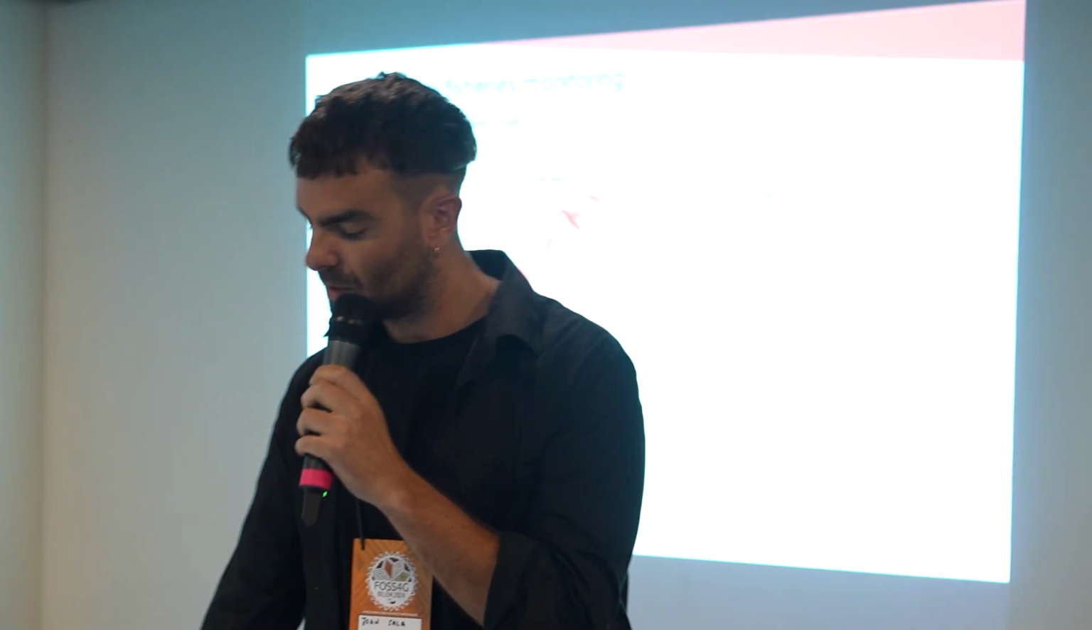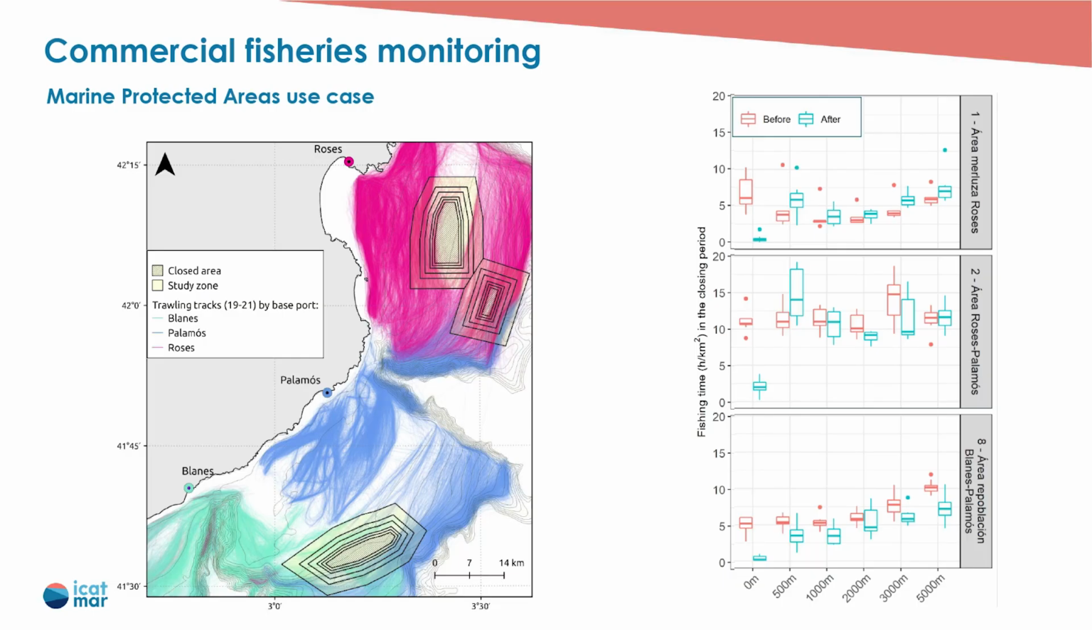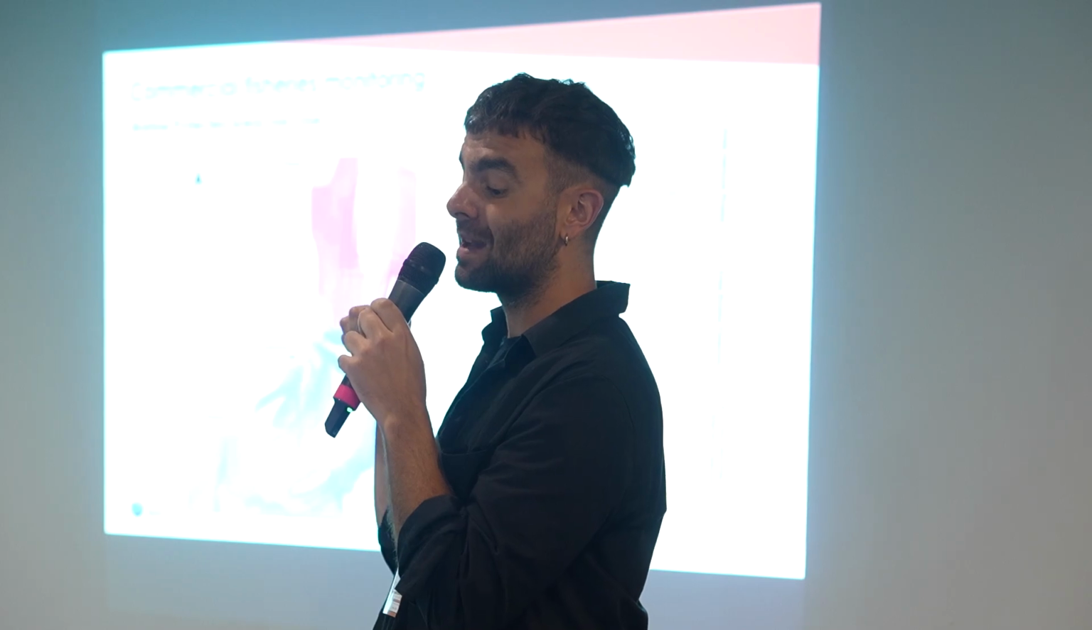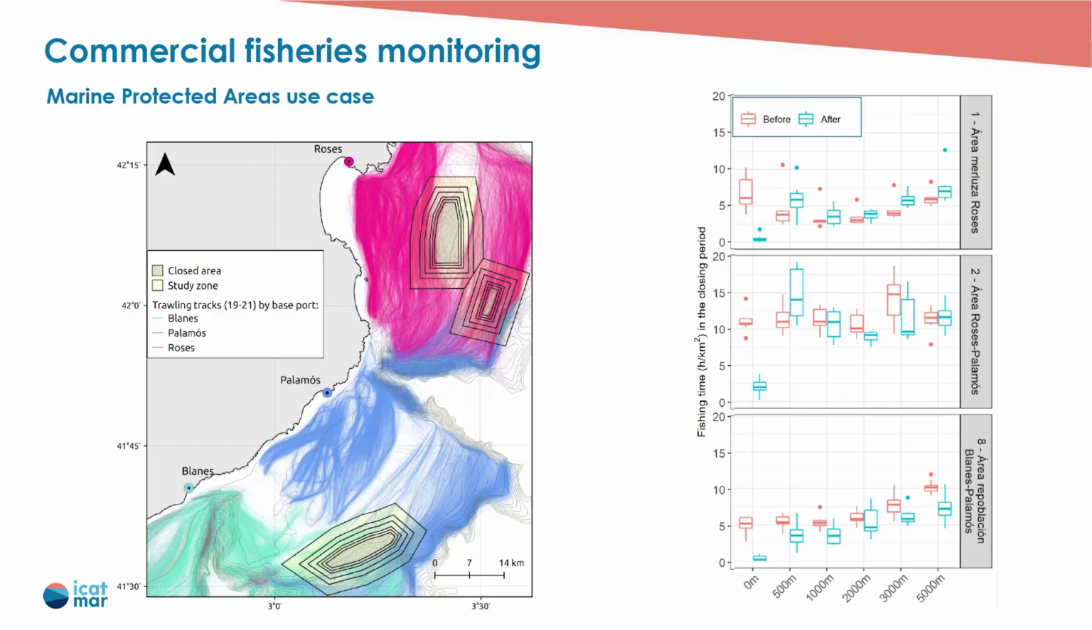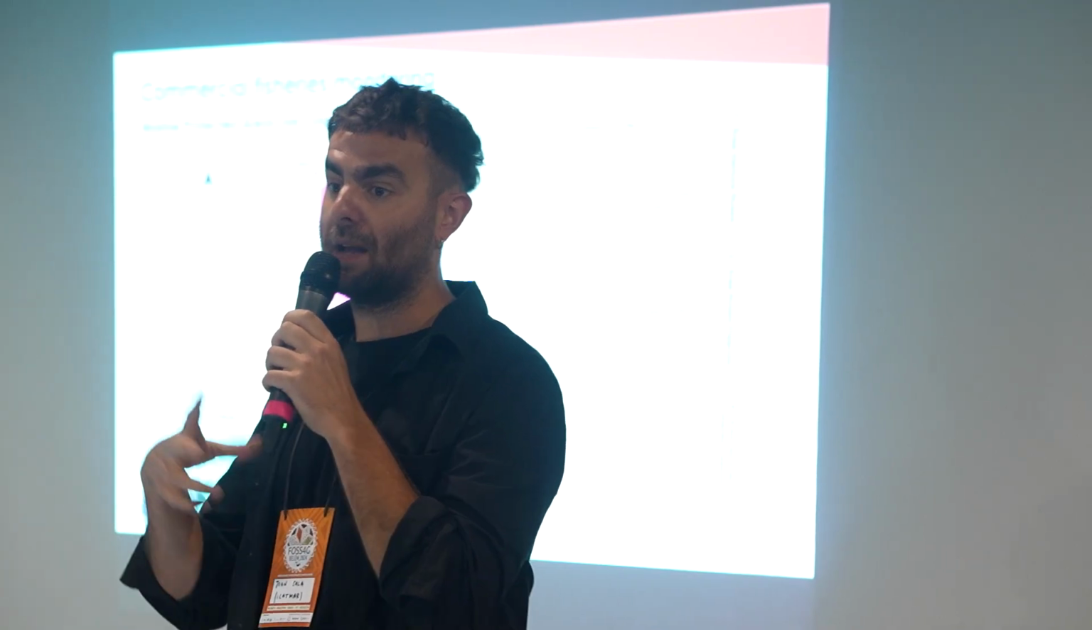And we monitor what is happening inside the protected zones, but we also monitor what is happening around them. This is important because when we protect an area and we remove the fishing effort from a zone, this fishing effort can go somewhere else, so we can be impacting another zone as a consequence of the protection of another one. So we have to monitor somehow what is happening with the fishing effort and where the fishing activity is going.